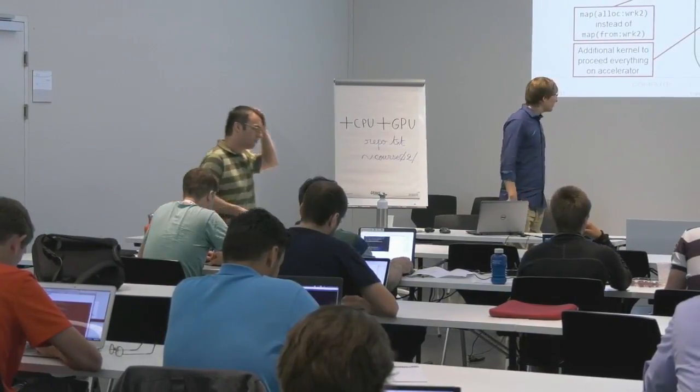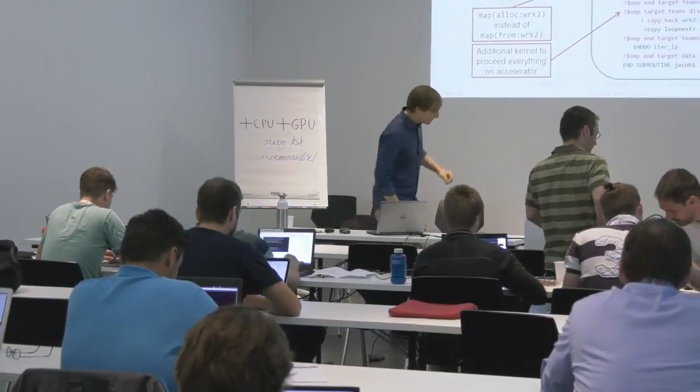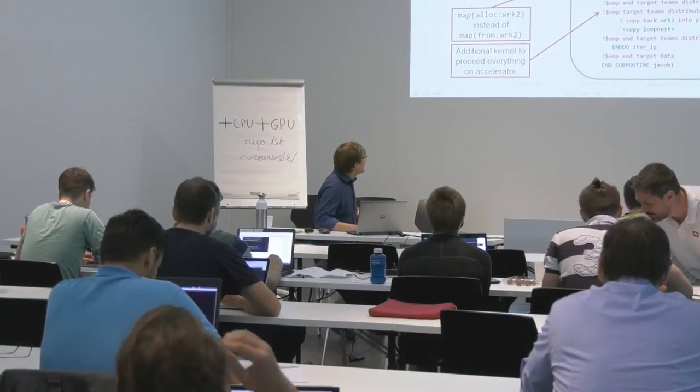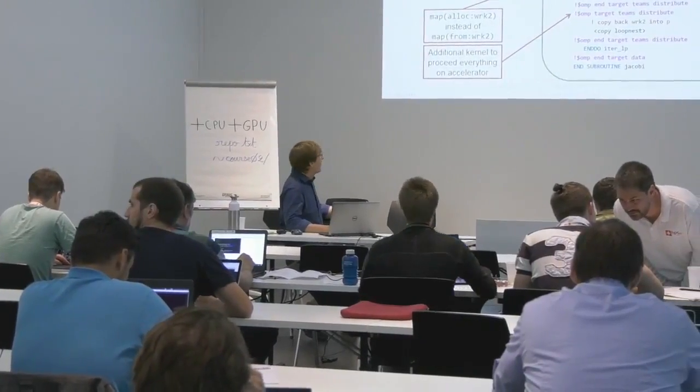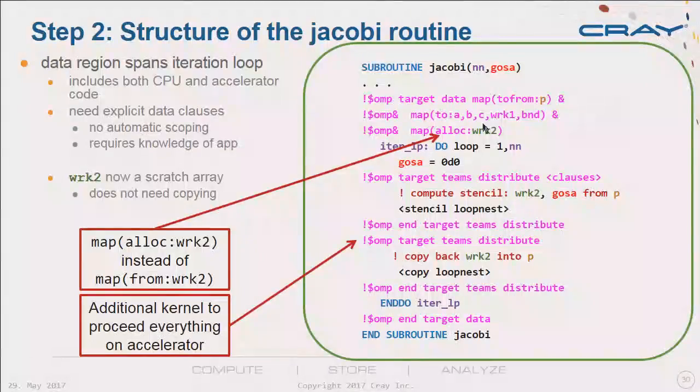In the first place, I'm asked to repeat the difference between the data region and the target team distribute, the kernel region. So what's the difference between this directive here and the directive we put around our nested loops, right? The kernel itself, the target team distribute directive, with which we define our kernel, tells the compiler that in the next place some operation will follow which should be performed on the GPU. So that code should be compiled for the GPU and processed on the GPU.